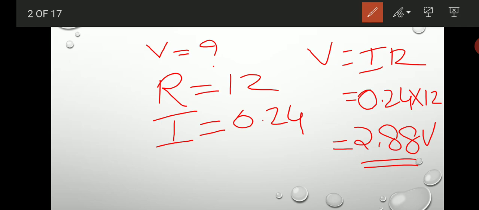Similarly, if you find the voltage at the 5 ohm and 8 ohm resistors, the total sum would be 6, so you can verify that. At the 5 ohm resistor you will get around 1.20 volt. At the 8 ohm resistor you will get 1.92. When you add all these numbers, you will get 6. Remember that in a series connection, the voltage supplied is equal to the sum of the voltages of the individual resistors, but the current is the same.